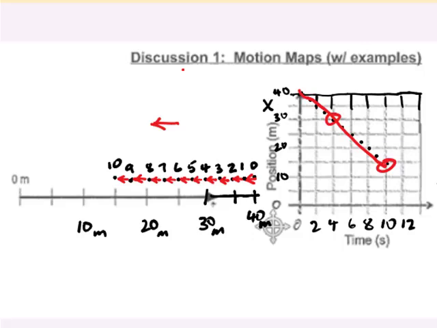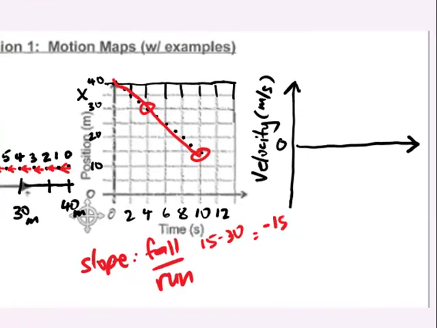Okay, so our slope is our rise, or in this case, our fall over the run. And so how far are we falling? From 30 down to 15. So 15 minus 30, I fell 15 meters, because it's down. And I went from 4 up to 10 seconds. So 10 minus 4 seconds is equal to 6 seconds. We get the same slope, negative 2.5 meters per second. Let's go ahead and graph that.